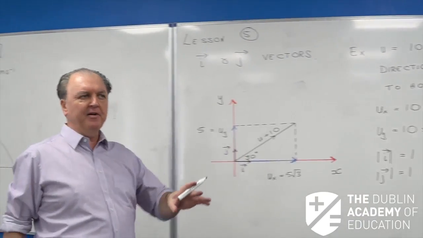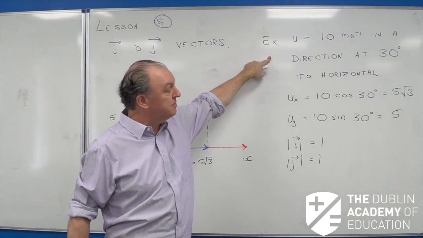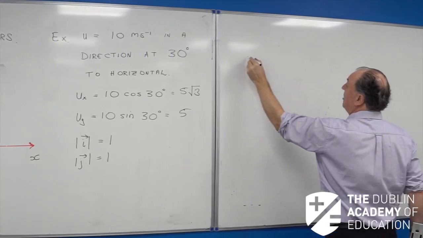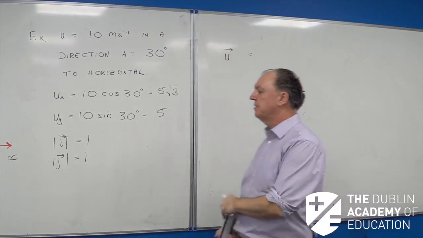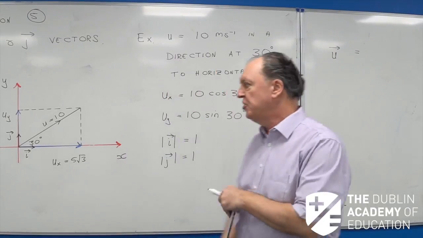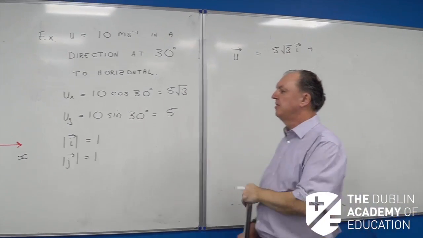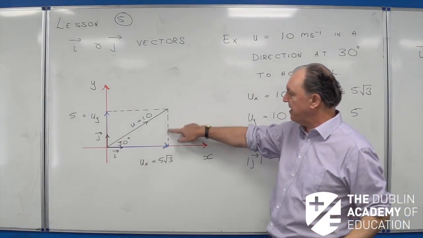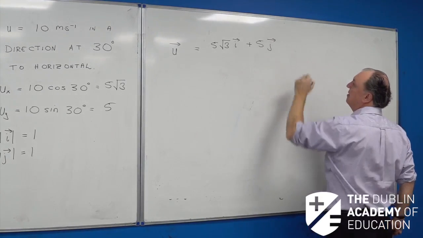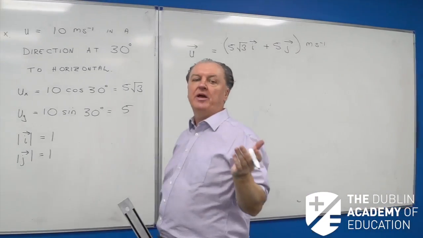Now I have a very clever, neat way of writing down the vector u. You see, that's a bit of a mouthful. I'm talking about u, 10 meters per second, in a direction at 30 degrees to the horizontal. I can now write it down like this. I can now write down that the u vector is equal to 5 root 3 I vectors, because remember the length of each I vector is 1 unit. So I go out there 5 root 3 I vectors and then I go up 5 J vectors. So plus 5 J vectors. I could wrap that in brackets and put the units outside it. Meters per second.